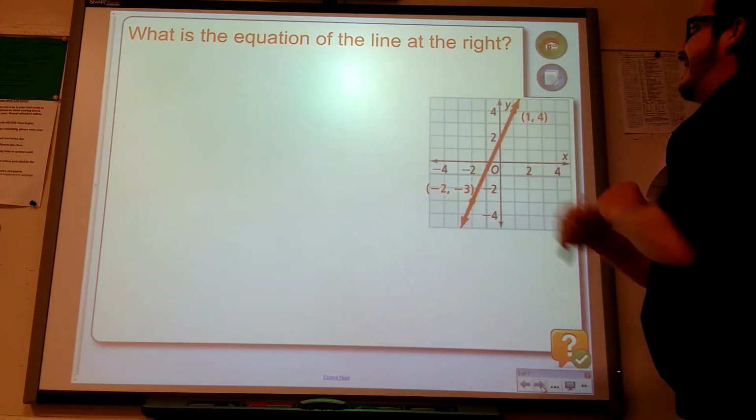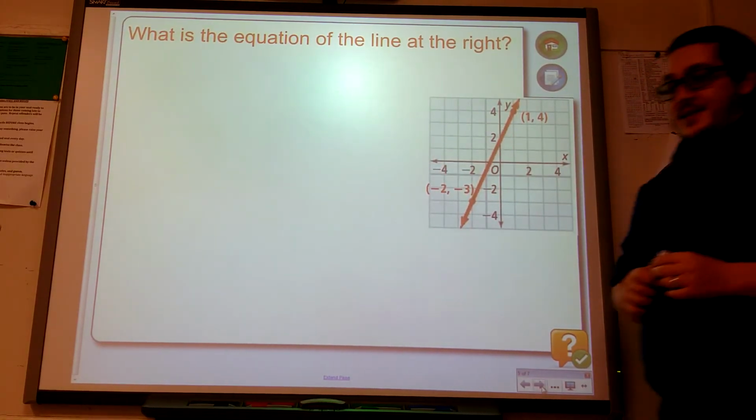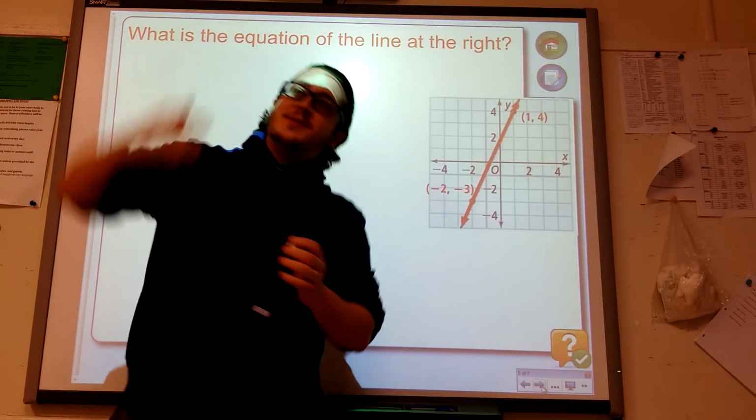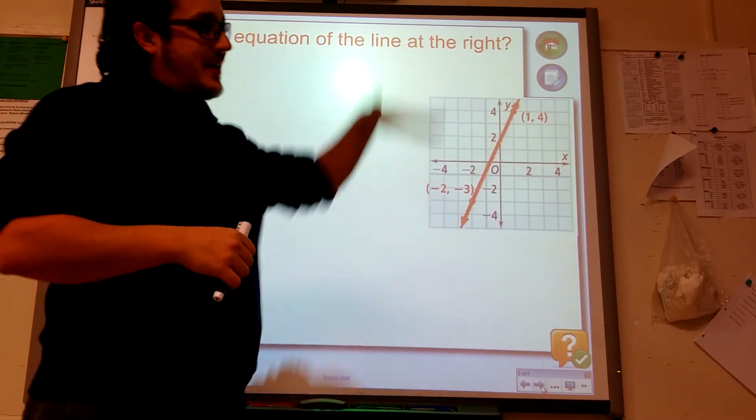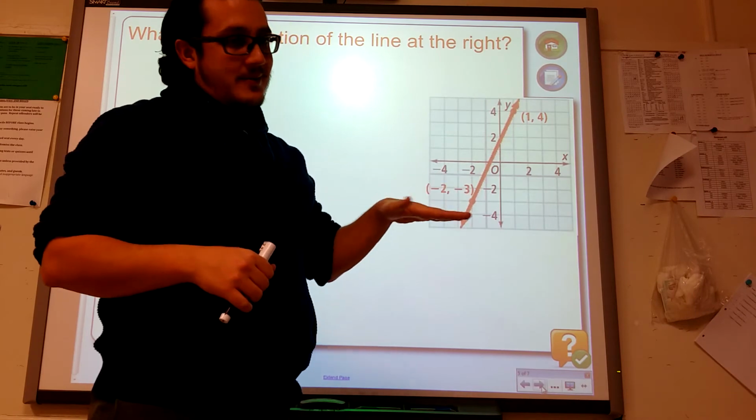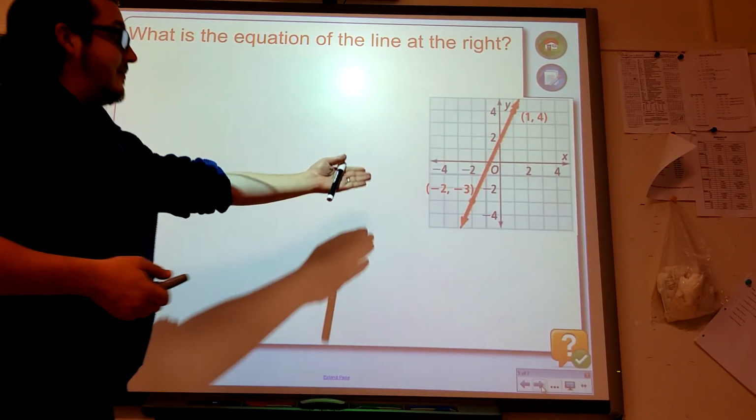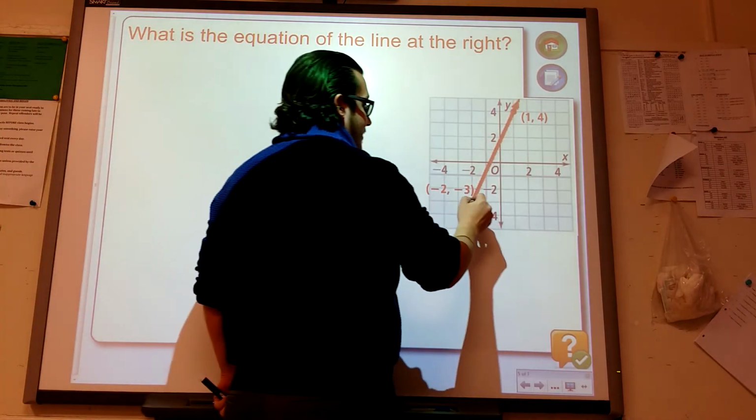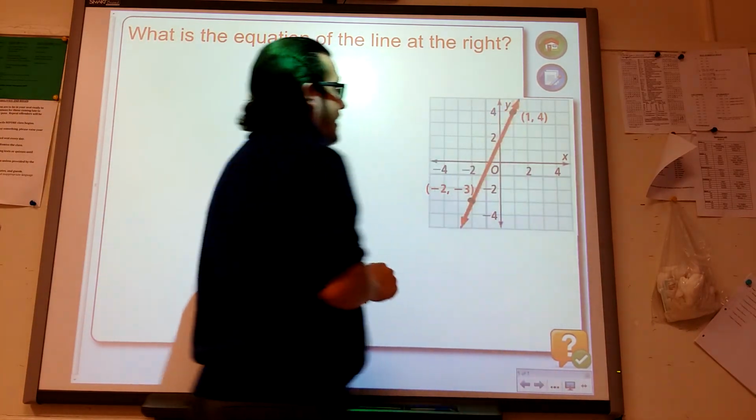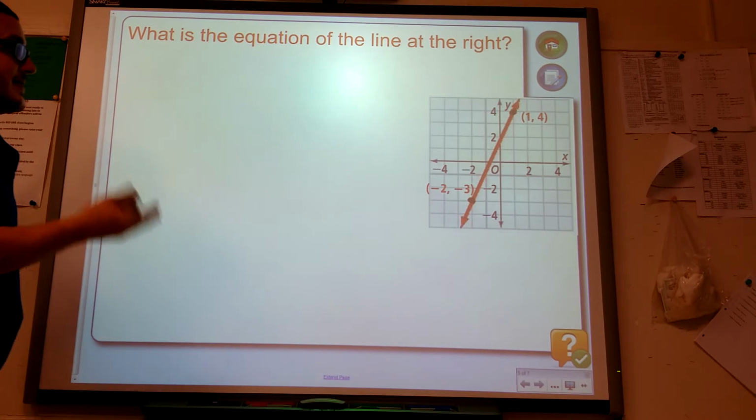What is the equation of a line at the right? So we need to figure out the equation here. This one, okay, we just raised the bar a little bit. We started out pretty basic. Okay, so we have (-2, -3) as one of the coordinates. Our other coordinate is (1, 4). We have 2 sets of coordinates here.